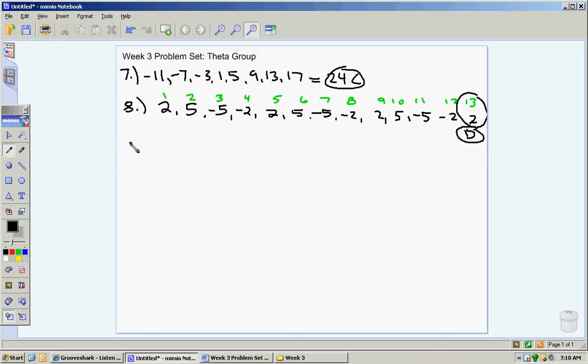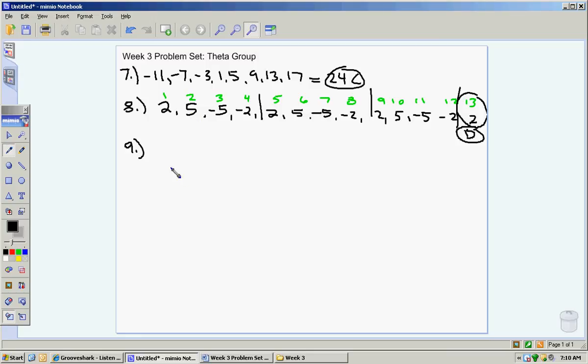And you could see a pattern developing. It repeats after every 4 terms. So if you look at it, the 13th term is going to be the same as the first term. If it asks for the 14th term, that would have been the same as the second term. So that's another way to look at what's going on.